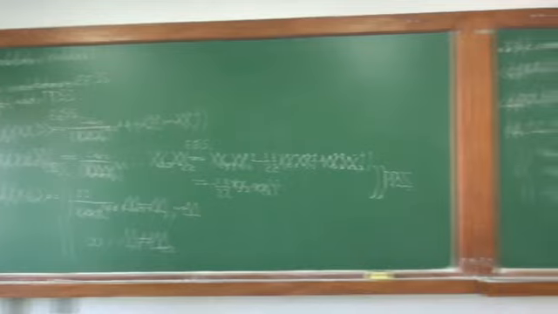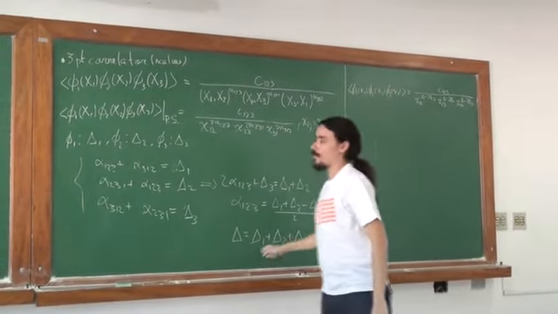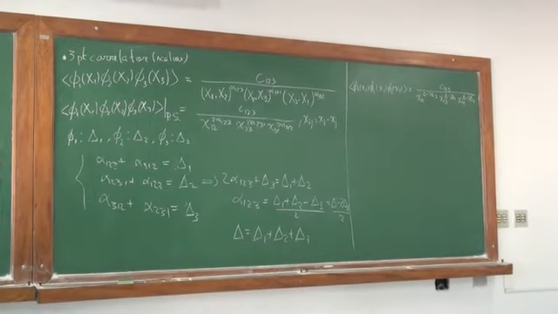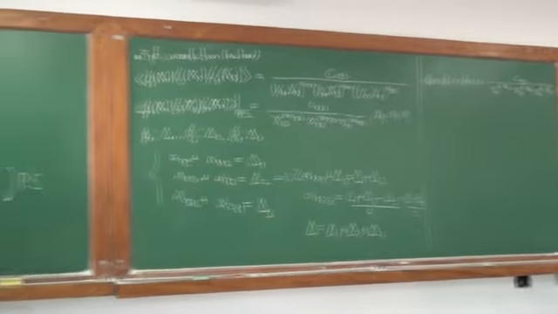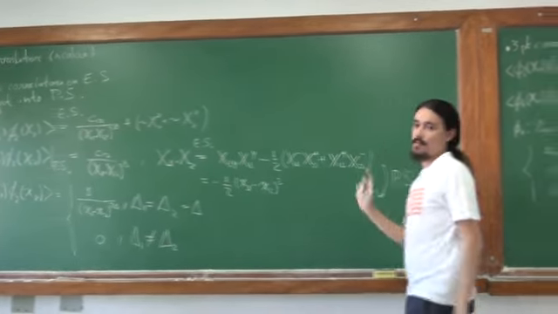So just note that this delta here is the sum of all these deltas, those three deltas, which is different from this delta that appears in the 2-point correlation function. Okay? Just be careful.